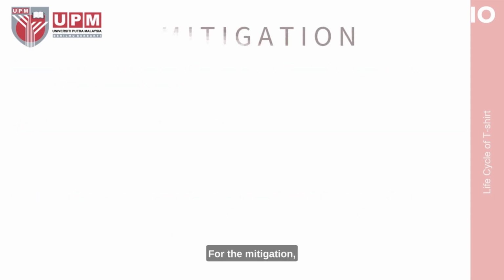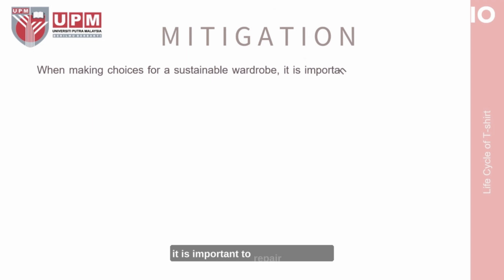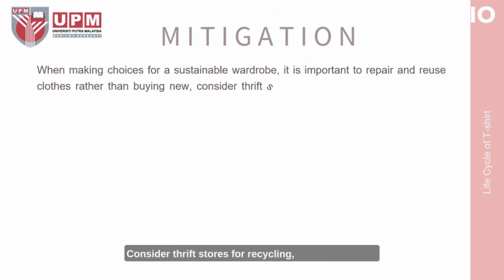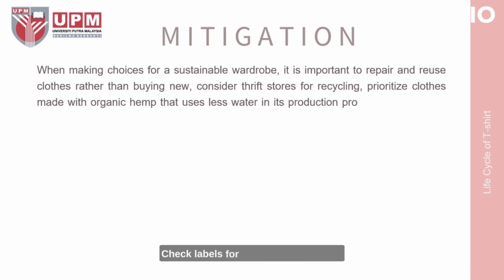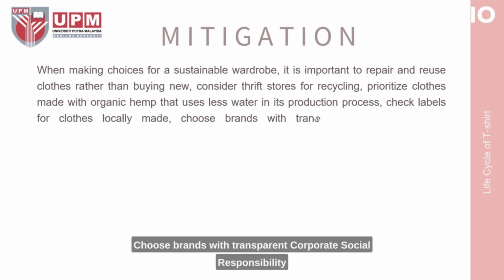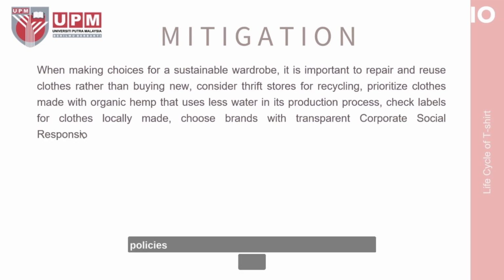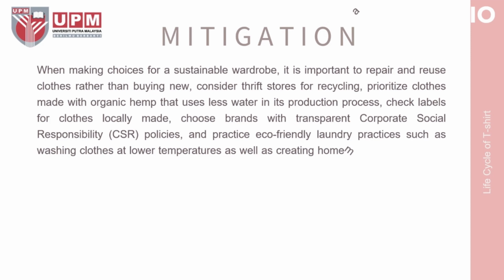For the mitigation. When making choices for a sustainable wardrobe, it is important to repair and reuse clothes rather than buying new. Consider thrift stores for recycling. Prioritize clothes made with organic hemp, which uses less water in its production process. Check labels for locally made clothes. Choose brands with transparent corporate social responsibility (CSR) policies. And practice eco-friendly laundry practices such as washing clothes at lower temperatures as well as creating homemade natural laundry powder.